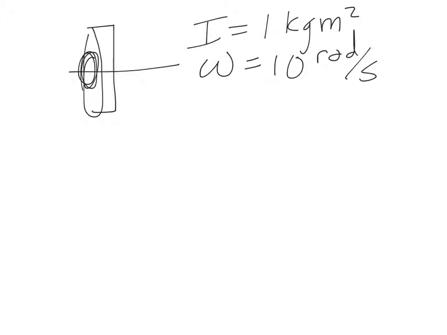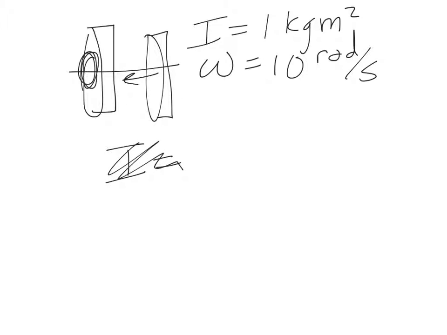An identical disk which is not rotating is slid along the axle until it makes contact with the first disk. If the two disks stick together, what is the combined angular velocity? So we'll have a second disk over here, and it's going to move towards that. We know that angular momentum is conserved, so let's write L equals L. So I omega equals I omega. And we want to know what that final velocity is.